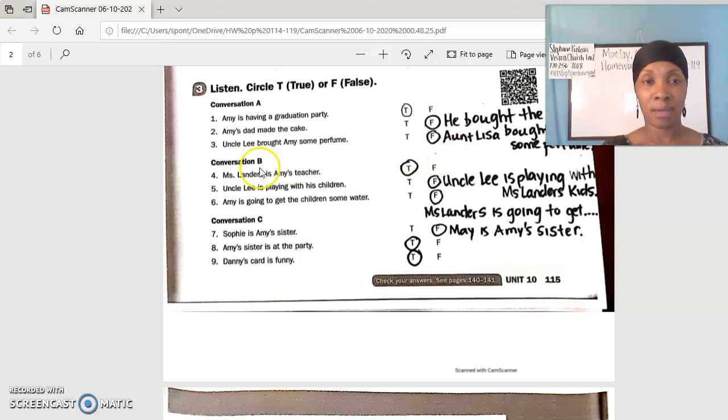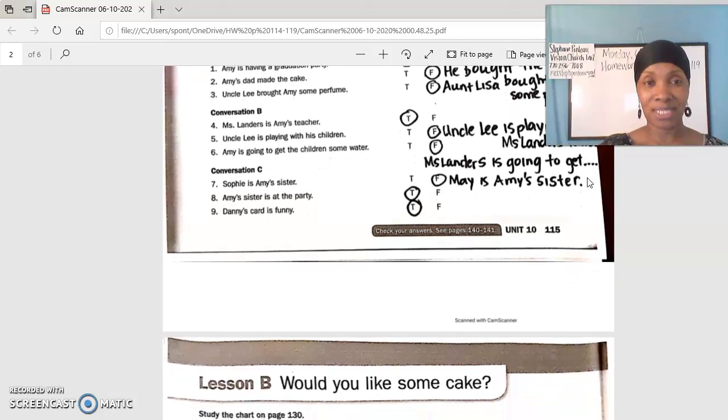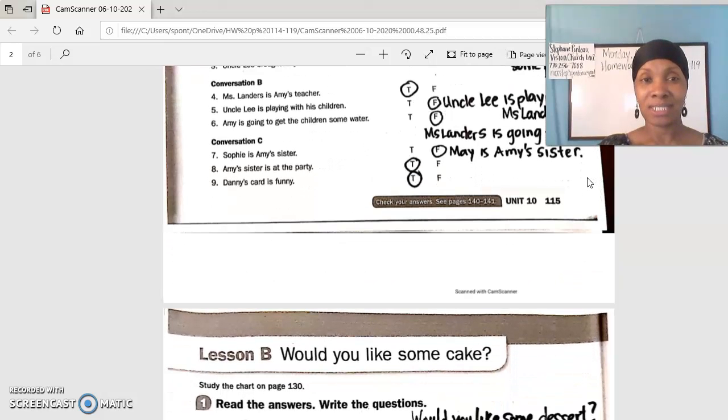Okay. All right, number 4, Mrs. Landers is Amy's teacher. That is true. Number 5, Uncle Lee is playing with his children. That is false. Uncle Lee wasn't playing with his children, he was playing with Mrs. Landers' kids, right? Yes. All right, number 6, Amy is going to get the children some water. That is also false. Mrs. Landers is going to get the children the water, right?